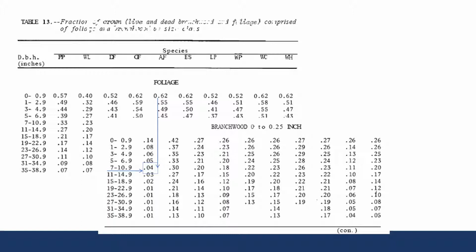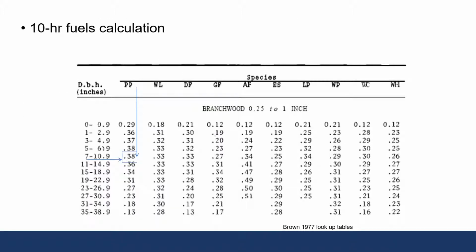In this case, we see that 0.04% of the total canopy biomass is in 1-hour fuels. Remember that our total canopy biomass was 171 pounds. Thus, we have a total of 6.8 pounds of 1-hour fuels, as this is 0.04% of 171 pounds. Now let's calculate the 10-hour fuels for the same data example. In this case, you see that about 38% of the total crown biomass is captured in 10-hour fuels. Thus, our 10-hour fuel loading is about 65 pounds.